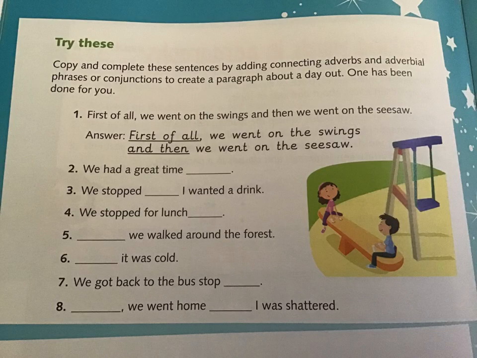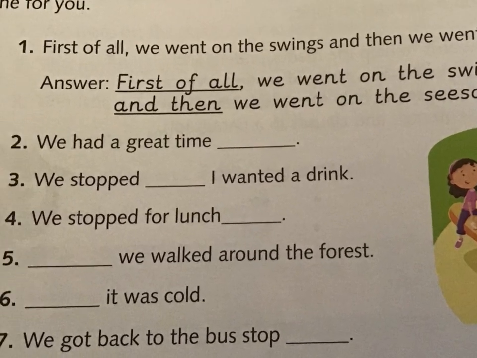Taking a look at the try these questions, it says copy and complete the sentences by adding connecting adverbs and adverbial phrases or conjunctions to create a paragraph about a day out. So the first one's been done for us. It says, first of all, we went on the swings and then we went on the seesaw. So I'm going to add in some phrases to make this sound like a paragraph. For example, we had a great time, let's say, playing.